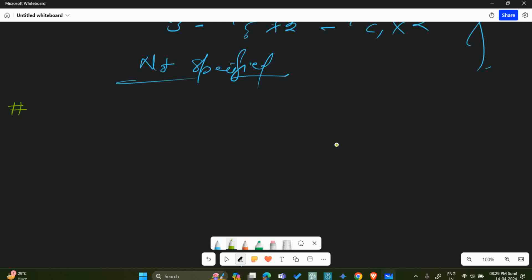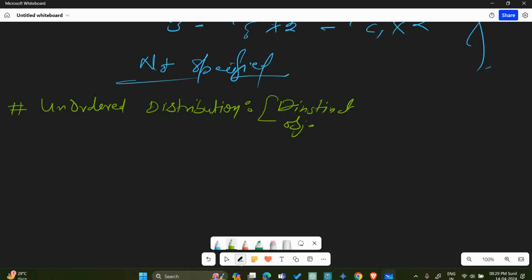Next, we will discuss some questions on unordered distribution. Unordered distribution is what? Distinct objects to identical boxes or bins, like that. This is the unordered distribution.